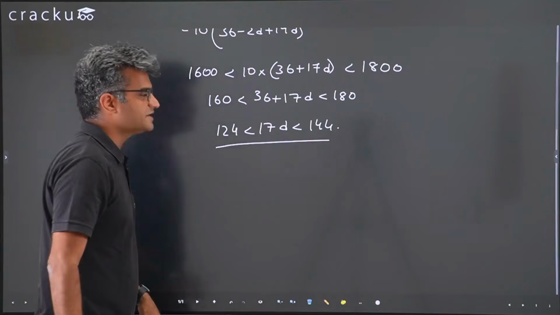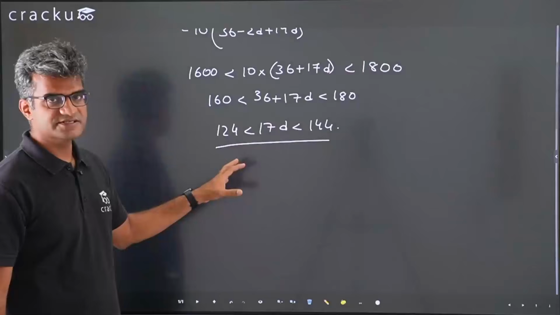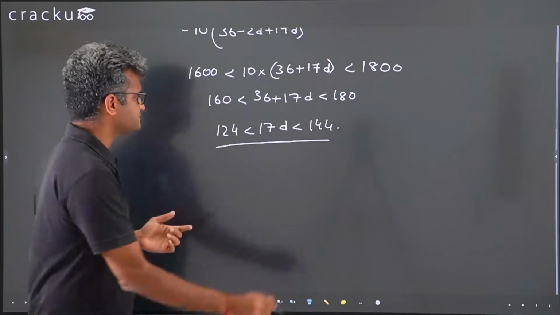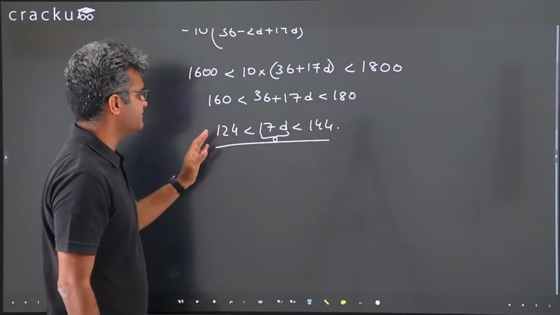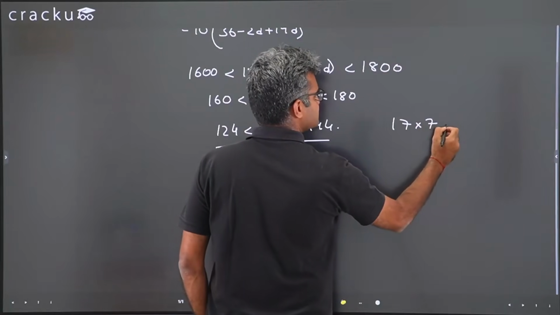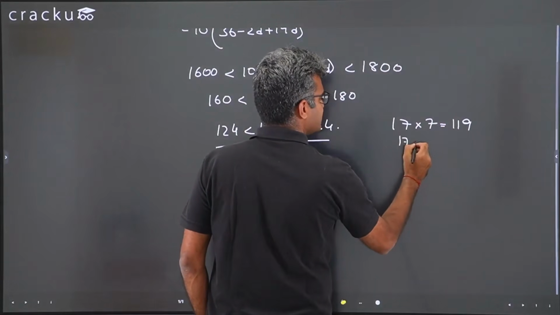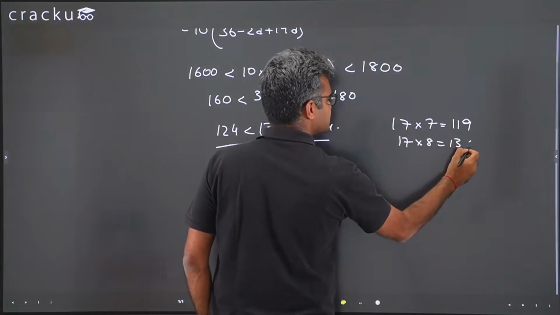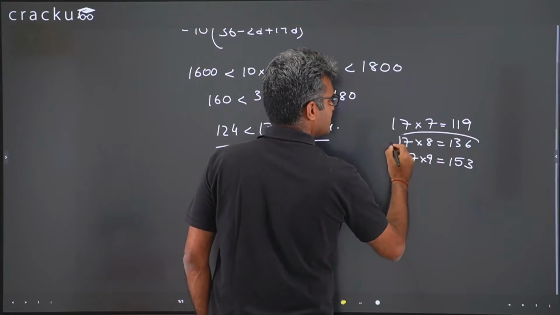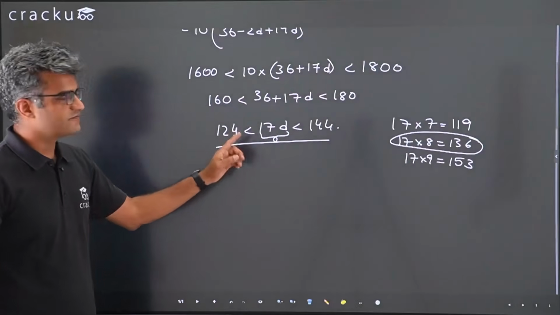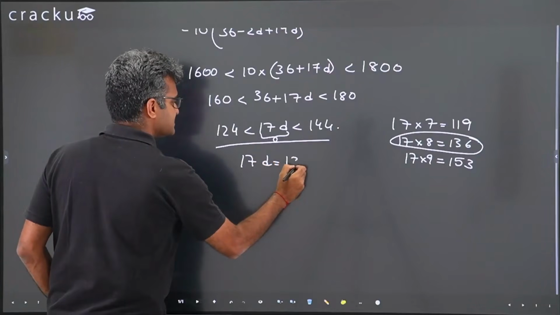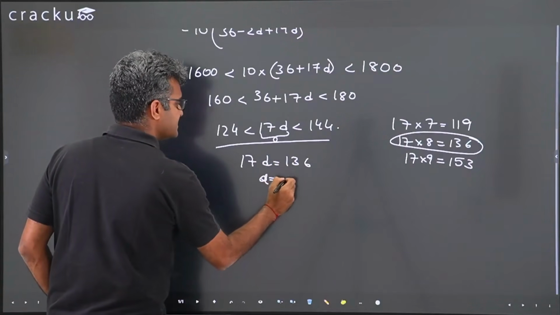Now we are told that all the terms of this given arithmetic progression are integers. So d has to be an integer. So 17d will be a multiple of 17. What is the only multiple of 17 between 124 and 144? 17 into 7 is 119. 17 into 8 is 136. 17 into 9 is 153. The only multiple of 17 between 124 and 144 is 136. So 17d has to equal 136, or the value of d is equal to 8.